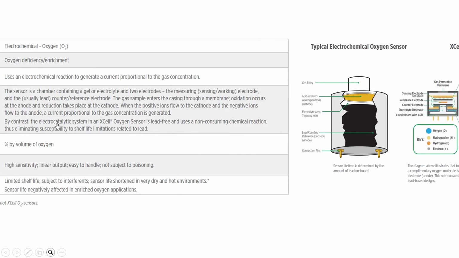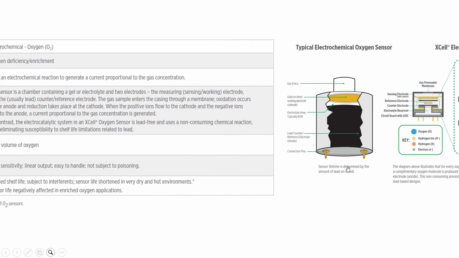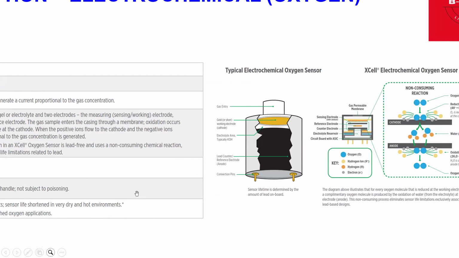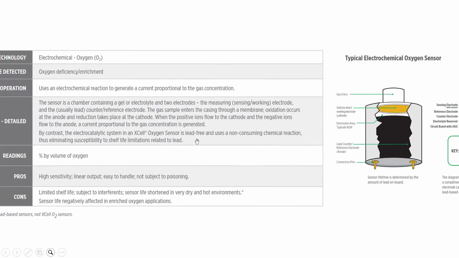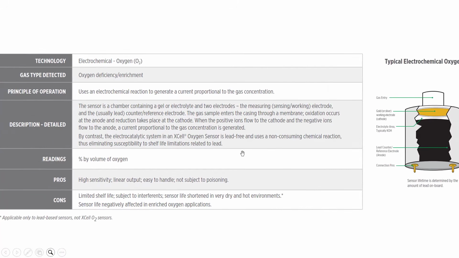By contrast, the electrocatalytic system in an XL, this one, which I'm going to talk about in the next slide, is lead free and uses a non-consuming chemical reaction, which I will also explain. Thereby it eliminates the susceptibility to shelf life limitation. If you have lead, you have the challenge of a shelf life. But the lead free type eliminates that.